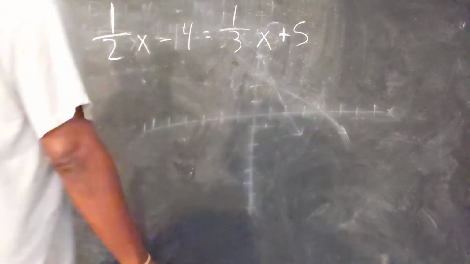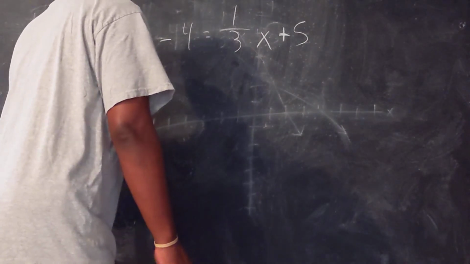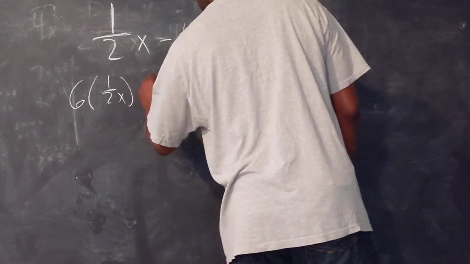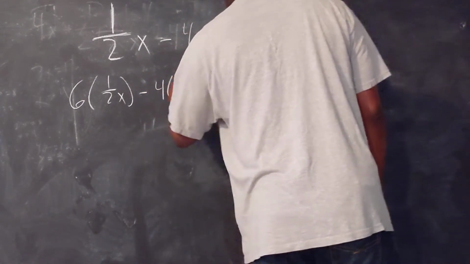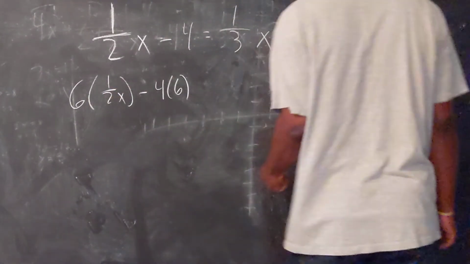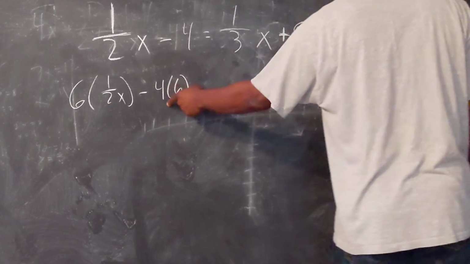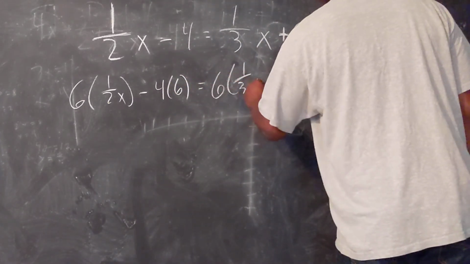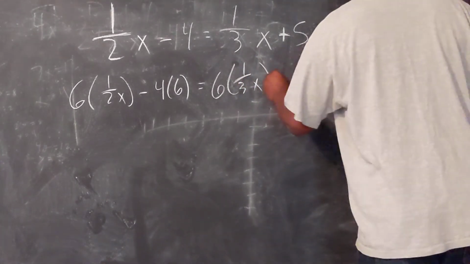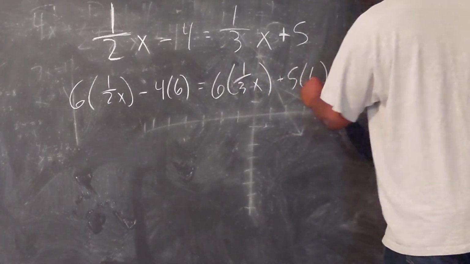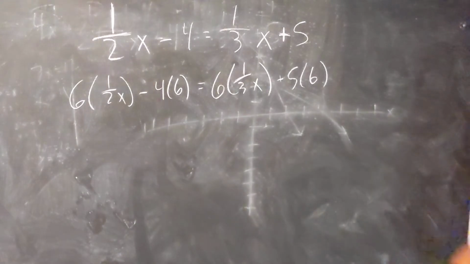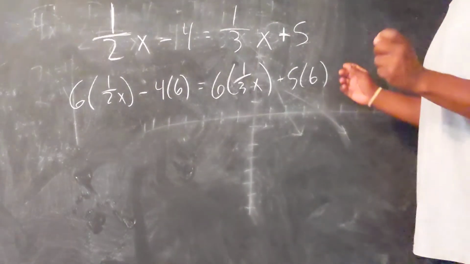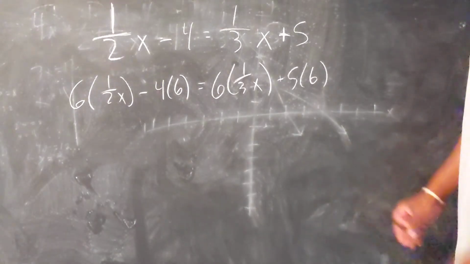Now this is what I'll do. I multiply 1/2 x times 6. This is -4 times 6. 1/3 x times 6, and this positive 5 times 6. Now, using that common denominator will get rid of all of my fractions.